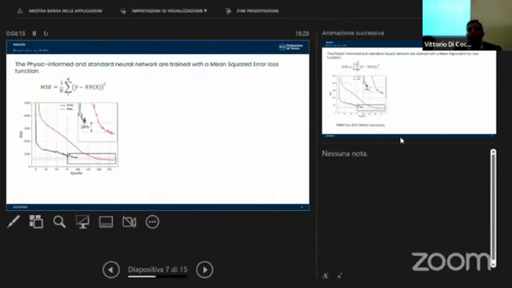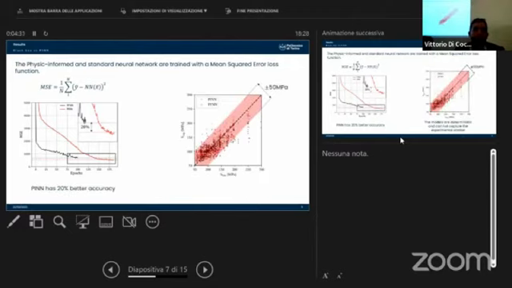We trained both the standard neural network and the physics-informed neural network using a mean square error loss function, and we achieved a 20% better performance and better accuracy of the physics-informed model. That is shown here, where we compare the prediction of the neural network on the x-axis with the experimental observation.